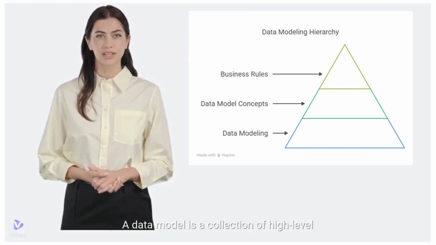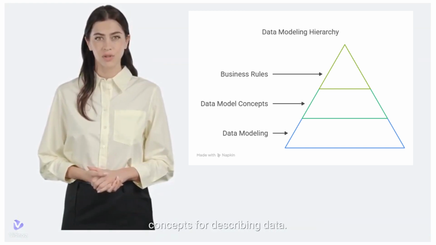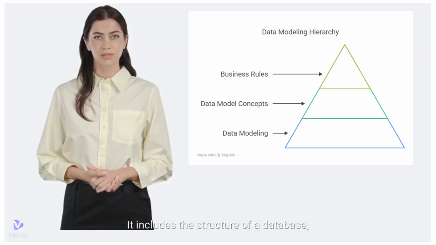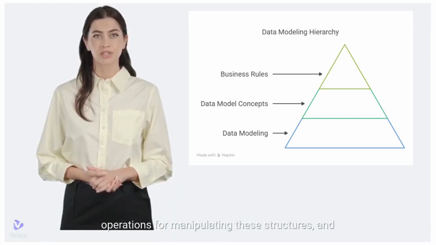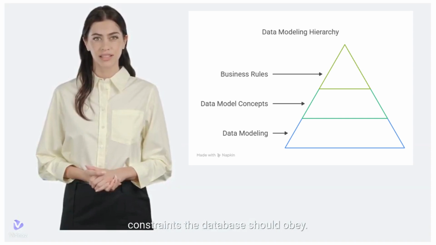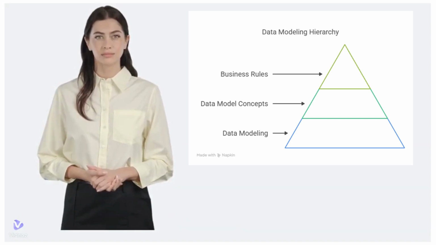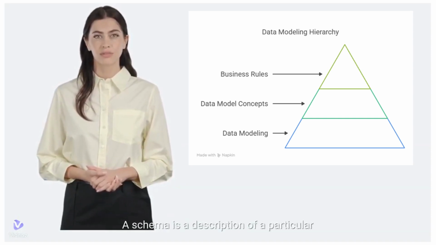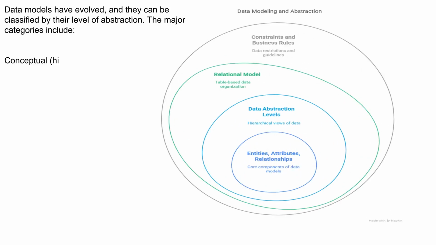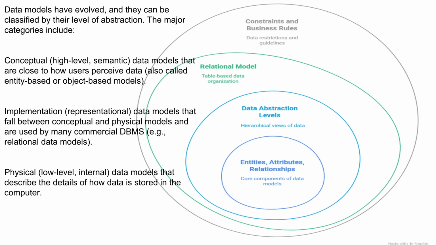A data model is a collection of high-level concepts for describing data. It includes the structure of a database, operations for manipulating these structures, and constraints the database should obey. A schema is a description of a particular collection of data using a given data model. Data models have evolved, and they can be classified by their level of abstraction.